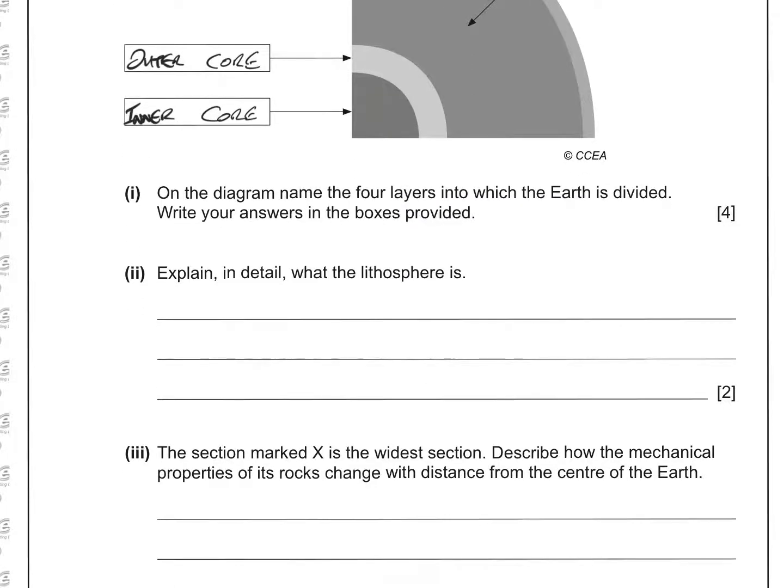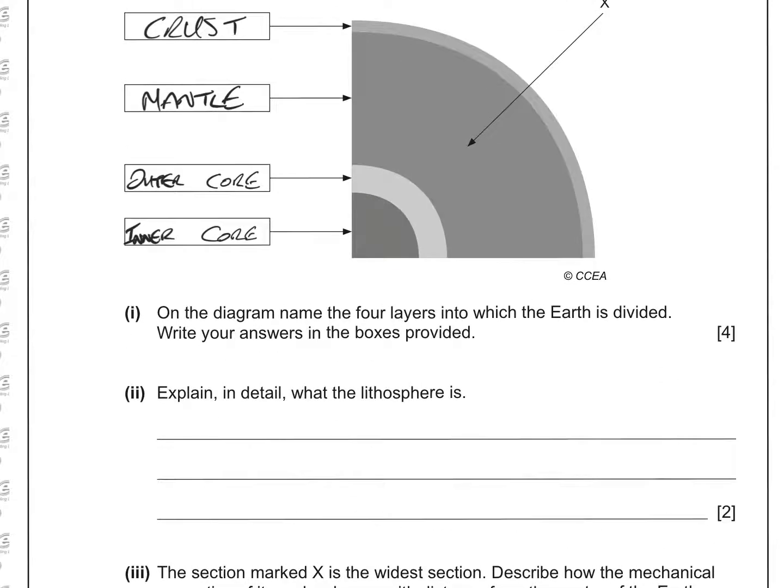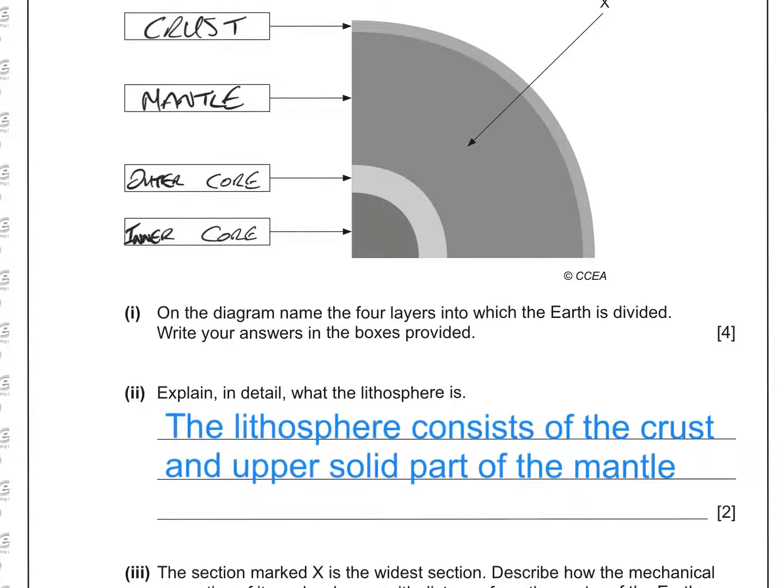Part 2, explain in detail what the lithosphere is. Now this is straight out of the specification. The lithosphere consists of basically the crust itself and the upper solid part of the mantle. So these 2 bits here, the crust and the upper solid part of the mantle. That's straight out of the specification. Again, easy marks.